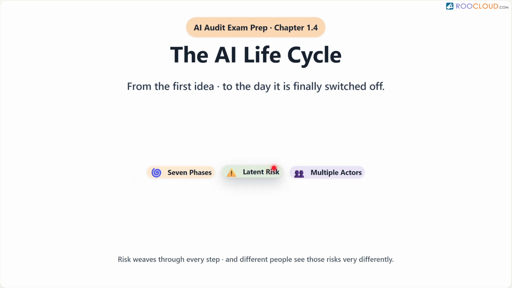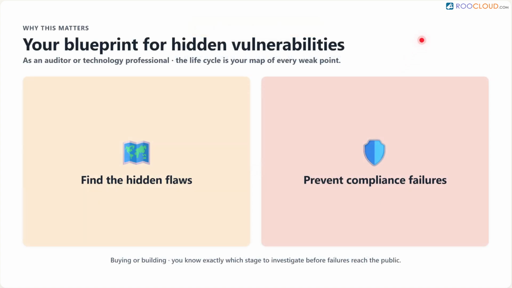You will learn how risk weaves through every single step and why different people working on the system might see those risks completely differently. Why does this matter to your everyday professional life? As an auditor or technology professional, understanding this life cycle is your blueprint for finding hidden vulnerabilities. When your company decides to buy or build a new automated scheduling tool or a predictive financial model, you will know exactly which stage of development to investigate to prevent costly compliance failures before they ever reach the public.